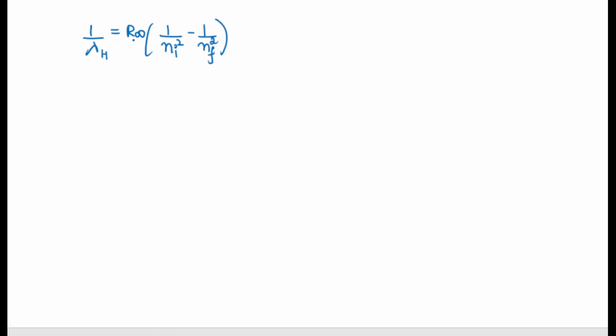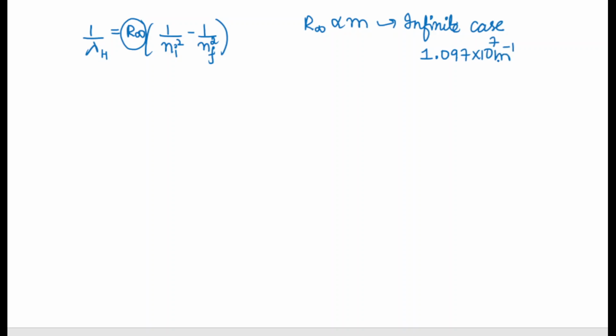For the positronium atom, here we need to see how the R infinite dependence. This is the Rydberg constant. So the Rydberg constant, you can see it depends on mass. It is directly proportional to the mass. This is for the infinite case, as I said. The value we will get is around 1.097 into 10 to the power of 7 for this Rydberg constant.